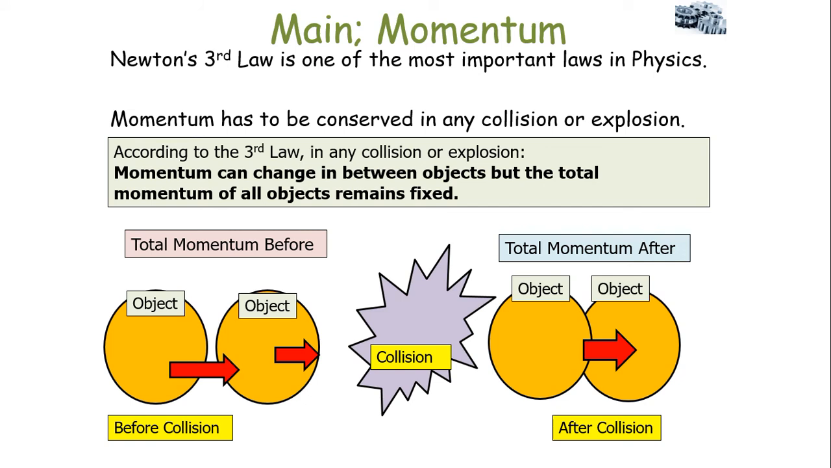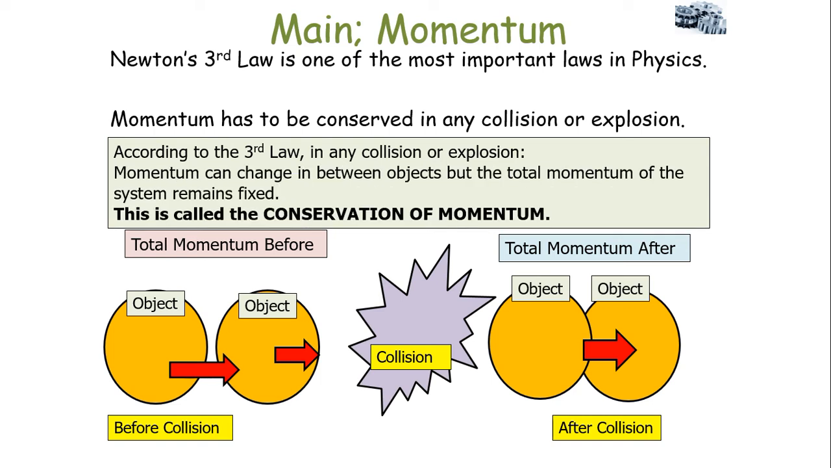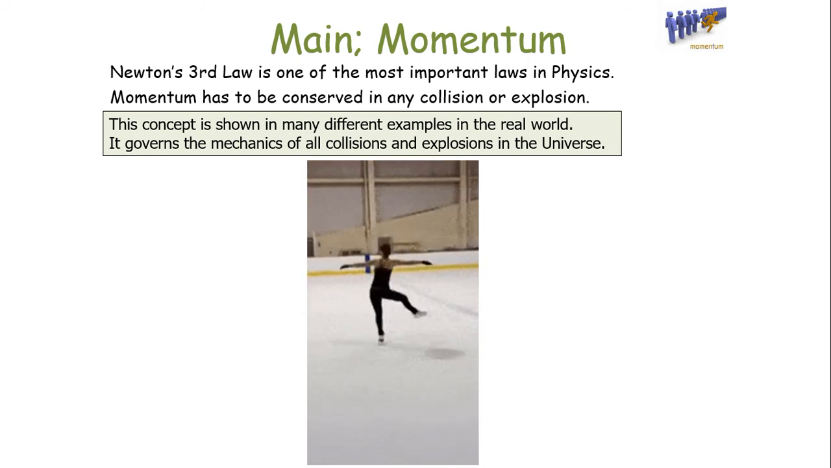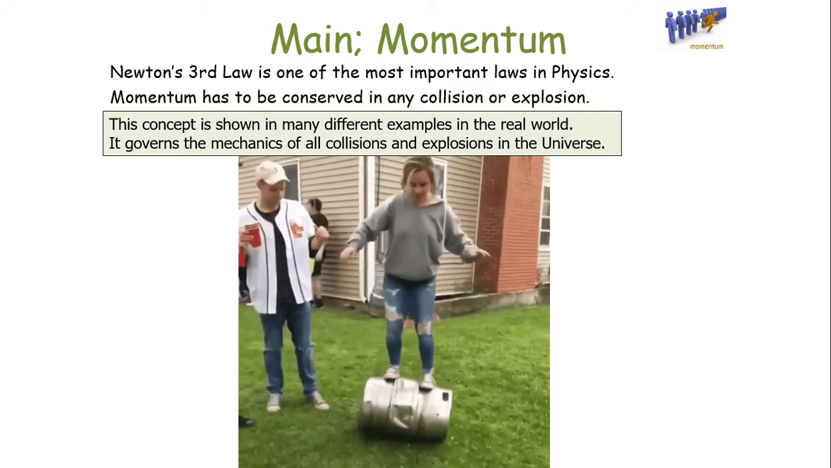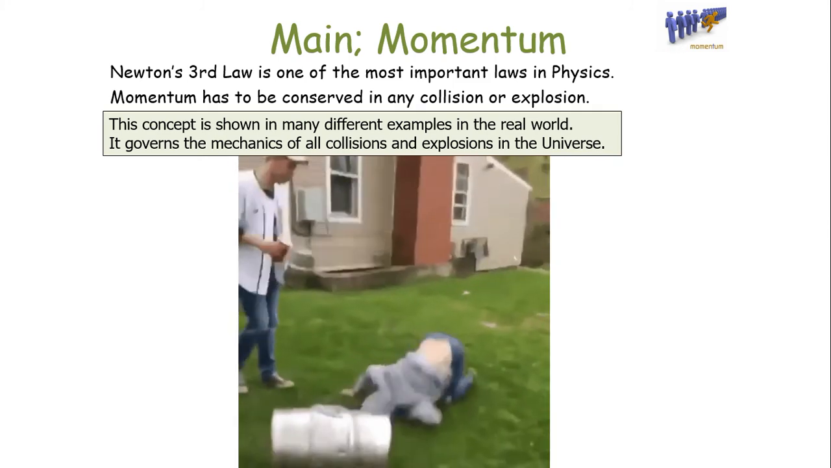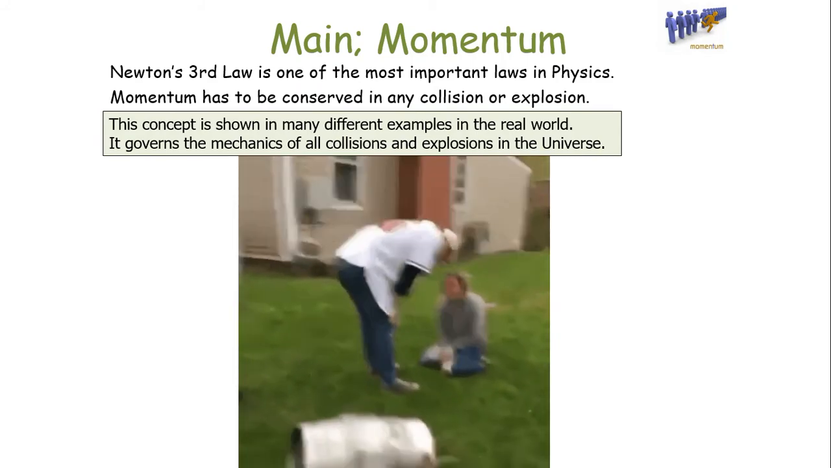So whilst the momentum can change between objects, which requires a resultant force, like Newton's first law stated, the total momentum of all the objects has to remain fixed. So that is the conservation of momentum, and we'll cover this more in upcoming lessons. Now, this can be shown in many different examples in physics. It governs the mechanics of all collisions and all explosions in the universe. All of these examples are examples of the conservation of momentum.